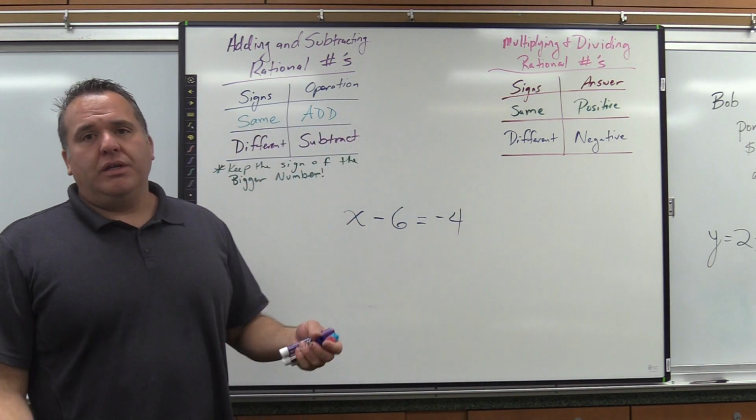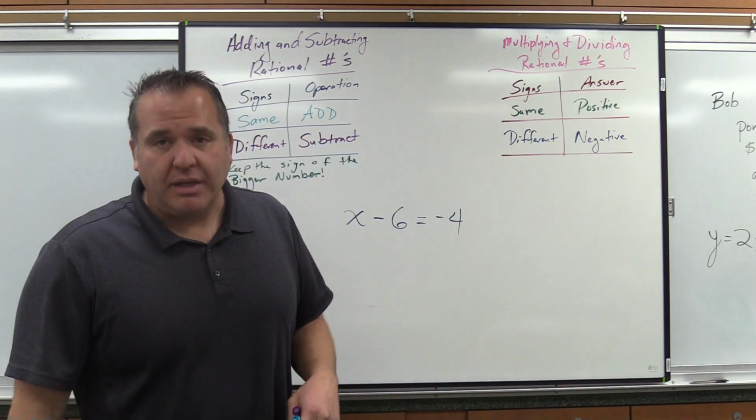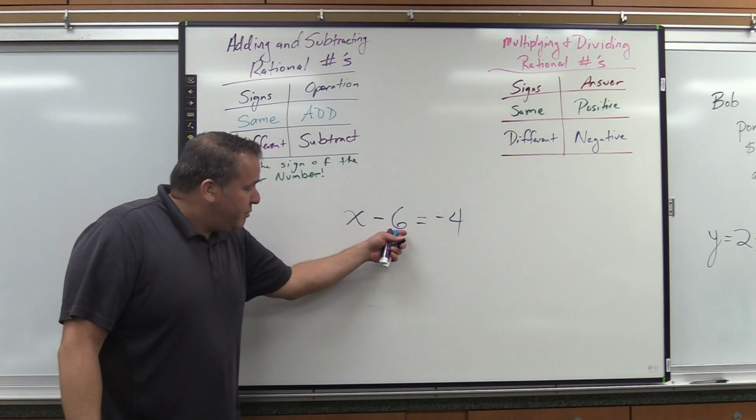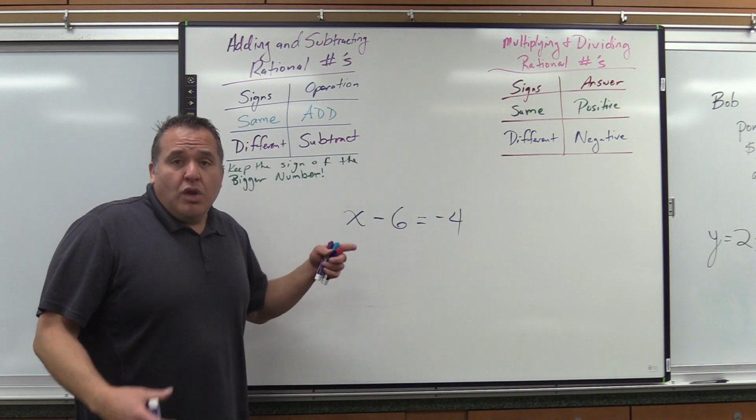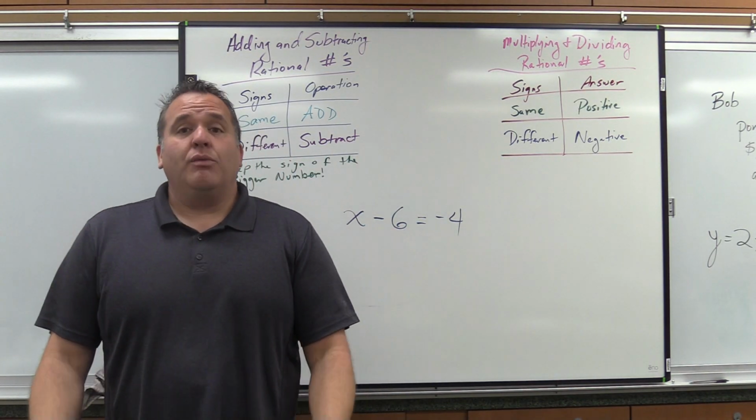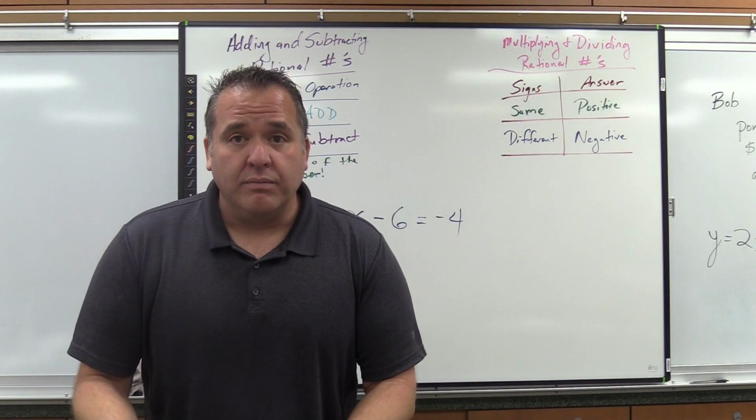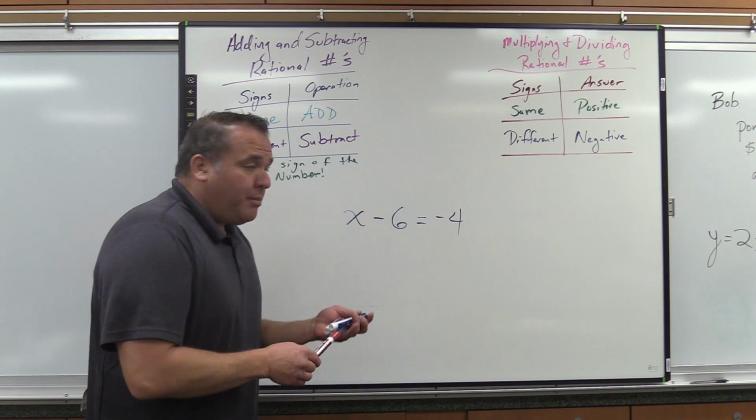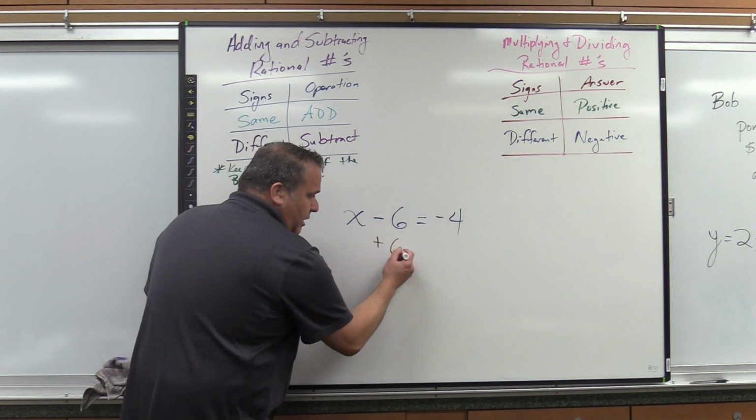Now, if we look at this one here, once again, we're looking to see what's being done to the x. Well, what's being done to the x? There's 6 being subtracted away from the x. So we got to get rid of that subtract 6. Now, what is the inverse operation or opposite operation of -6? Plus 6. So what I'm going to do is add 6 here.